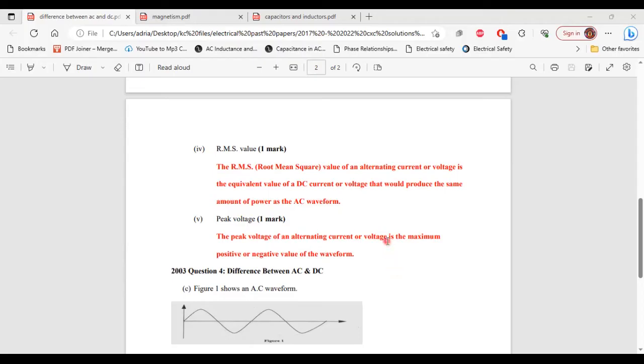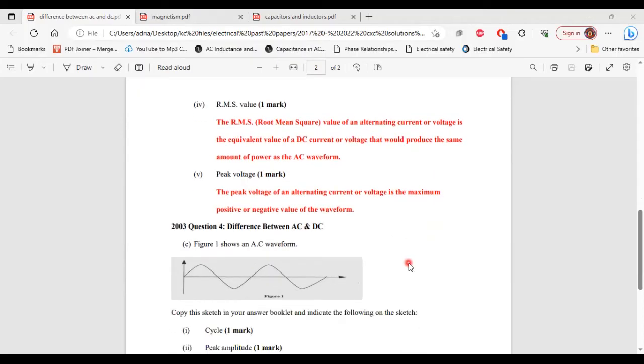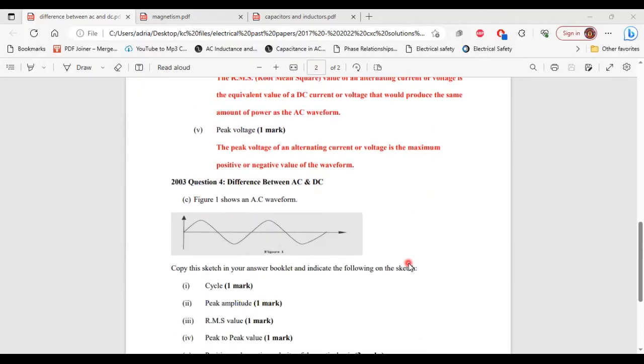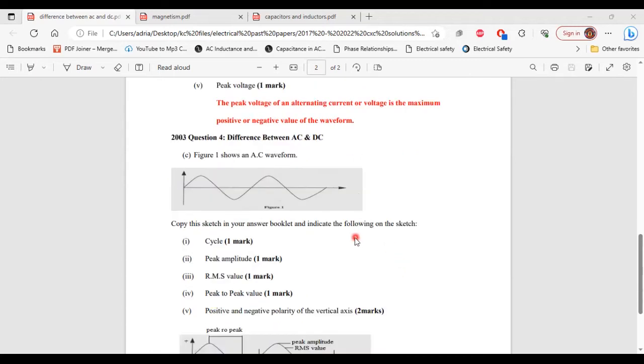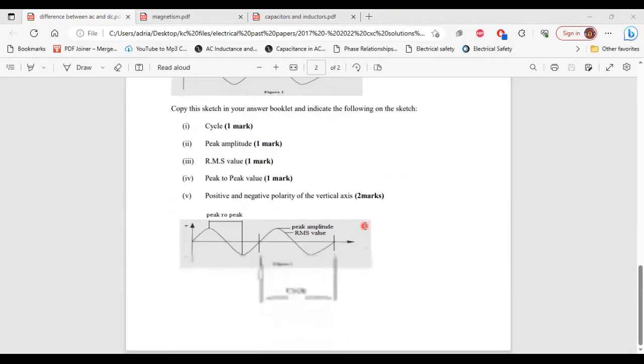Let's move on to the other one, which is question four from the 2003 past paper. Part C, it says figure one shows an AC waveform. So here's the AC waveform. It says copy this sketch in your answer booklet and indicate the following on the sketch. Part one, cycle. Part two, peak amplitude. Part three, RMS value. Part four, peak to peak value. And part five, positive and negative polarity of the vertical axis.